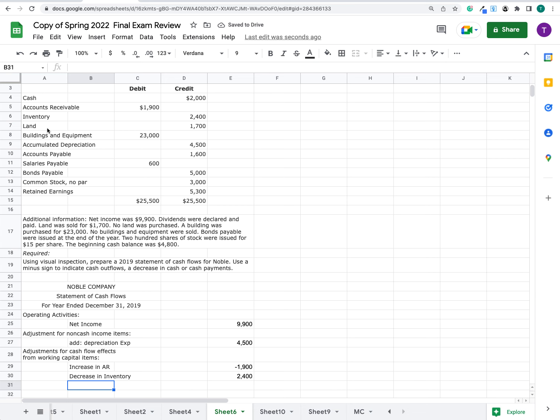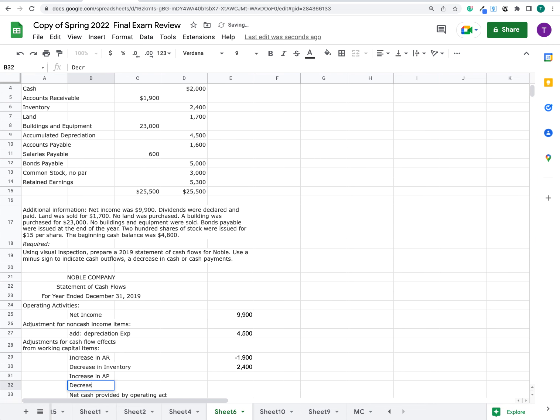Okay, like we said, land is not current, so we're going to move down. We already dealt with depreciation up here. So now we have accounts payable and salaries payable. Those are both current liabilities, and we need to account for both of those. And so we see a credit in accounts payable, which means there was an increase in accounts payable, where there was a decrease in salaries payable. So we'll put increase in accounts payable, decrease in salaries payable.